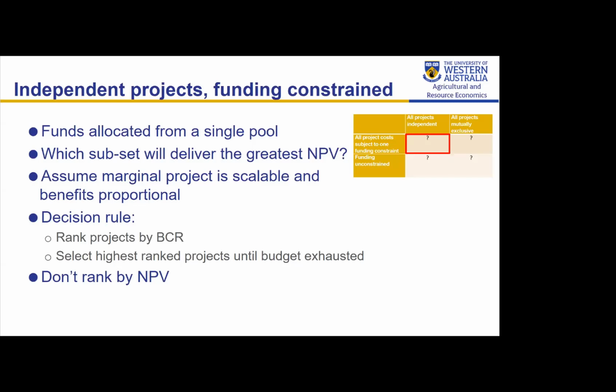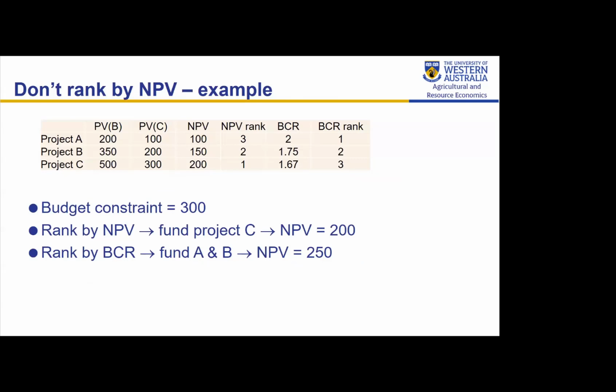Specifically, you should not rank by net present value, which is sort of ironic because what you're trying to achieve is the maximum net present value. But this little illustration shows why that doesn't work in this context. I've got three example projects here, projects A, B, and C. I've got the present value of benefits, the present value of costs, the net present value, the rank according to the net present value, the benefit cost ratio for each, and the rank according to the benefit cost ratio. You can see the ranks are the reverse. So one of them's wrong.